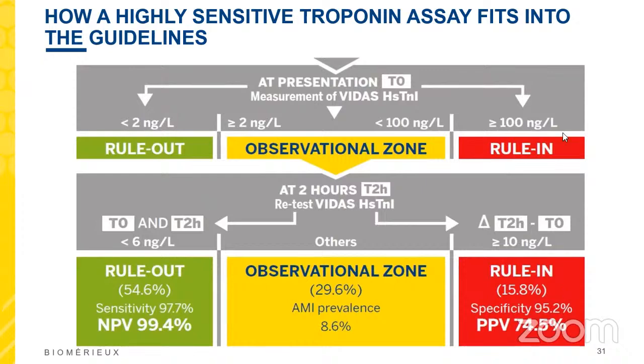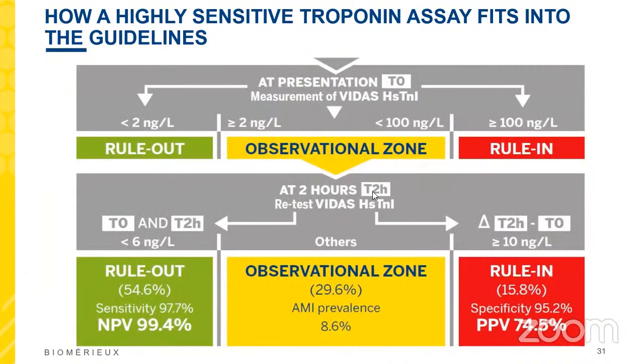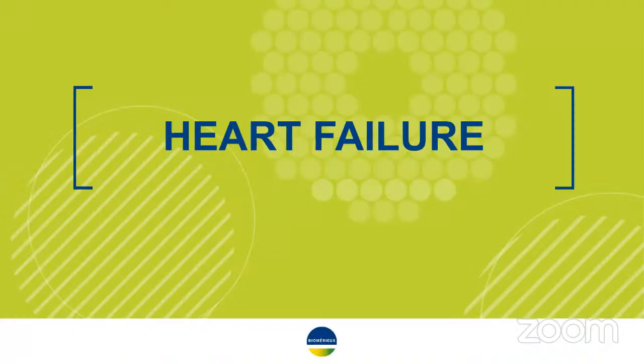So we have a 2-hour algorithm, which is quite in line with the 3-hour algorithm of ESC. But again, with 2 hours, you're able to give the patient benefit earlier, because remember, we're talking about myocardial infarction, which is quite a serious condition that usually leads to death. So I'll stop there for acute coronary syndromes.